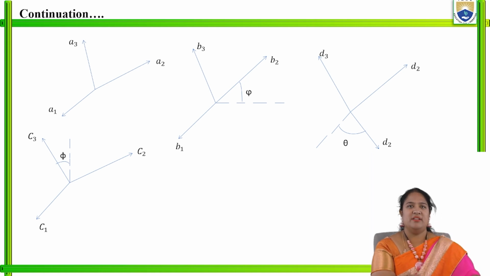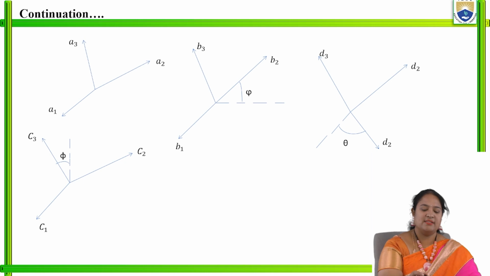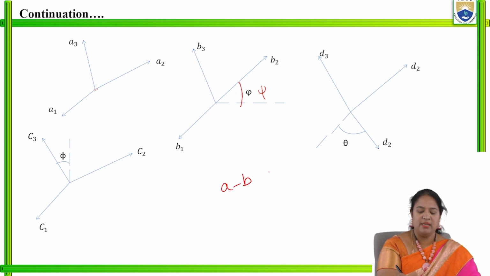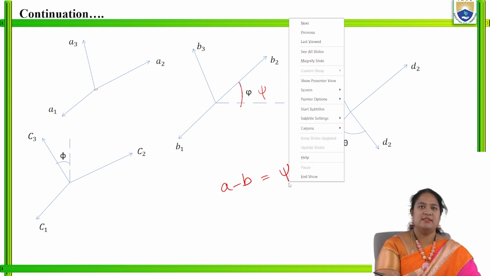For example, now let us take the axis A. Now this is the axis A which is having three coordinates A1, A2 and A3. Now when the coordinate system A is moving to the coordinate system B, it is taking an angle psi. Right? A to B, it is taking an angle psi.